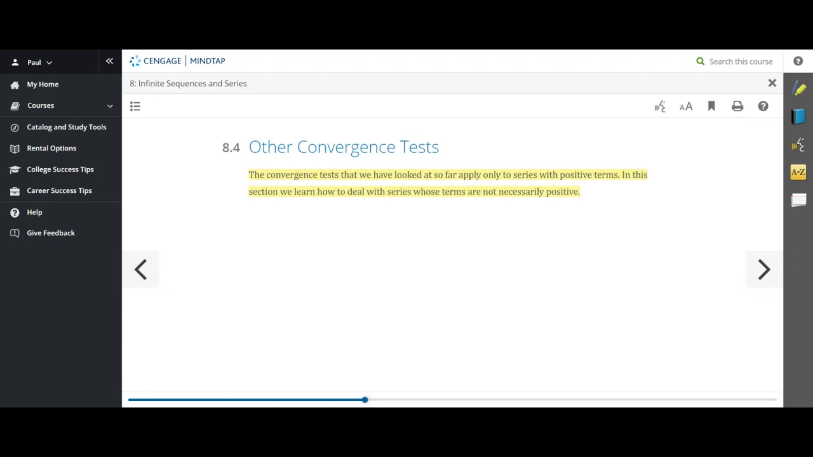So this is all great material, but we need to expand our horizons a little bit. Like it says here at the top of section 8.4 in the ebook, the convergence tests that we have looked at so far apply only to series with positive terms. In this section, we learn how to deal with series whose terms are not necessarily positive. Okay, so it allows for series to have negative terms as well.